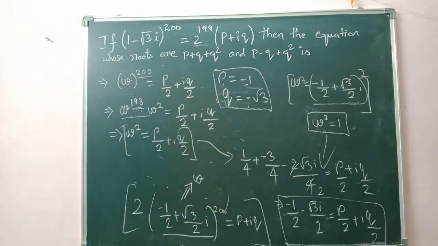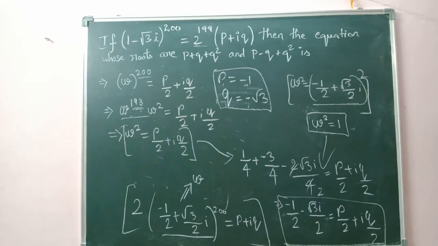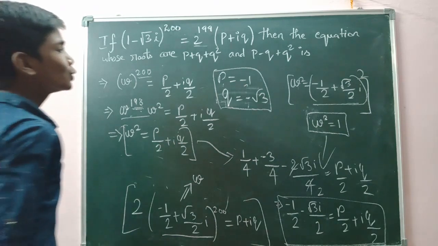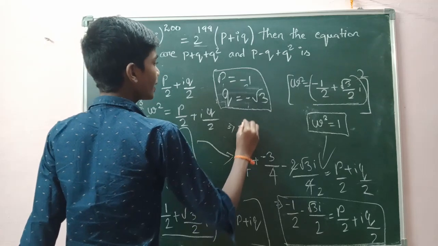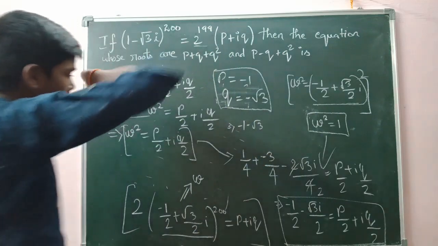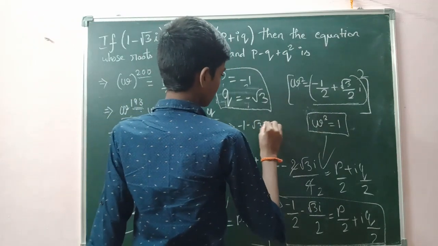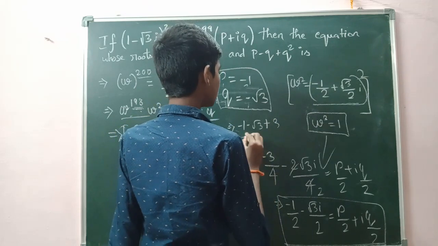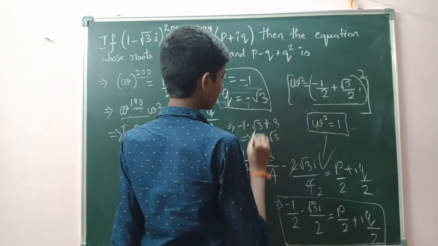And now what has been asked in the question is they are asking the equation whose roots are P plus Q square and P minus Q plus Q square. Guys, I think we did some mistake. Wait for some time. Yeah, it's absolutely correct. So now what I'm gonna do is very simple. What is P plus Q square? That will be nothing but minus 1 minus root 3 plus Q square. Plus Q square will be plus 3. Correct now? So 2 minus root 3 is one root.